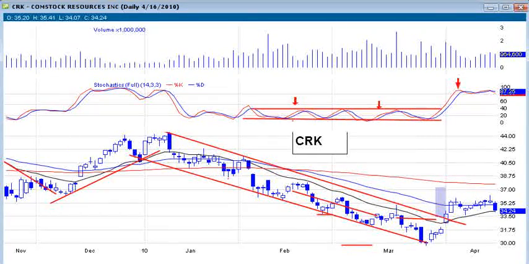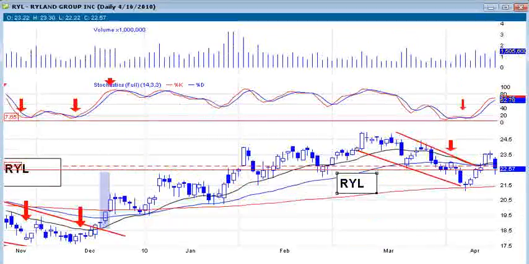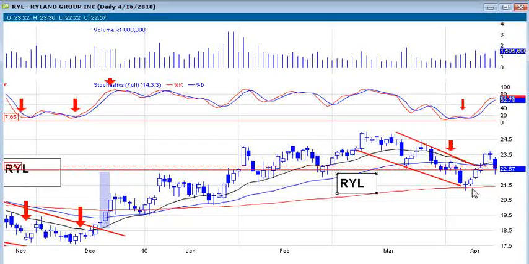STK and RYL. This was last week's trade, or actually the week before. It actually ran 2 weeks, but we picked it up on the lower trend line. Lower trend line, 200-period moving average, oversold stochastics. What a move! All right, very simple.